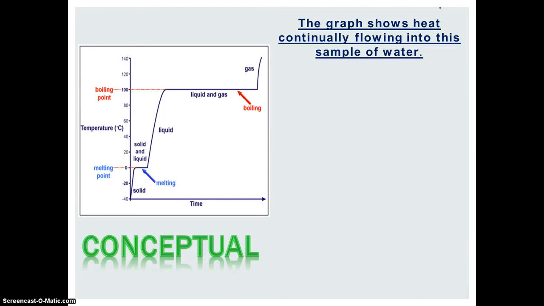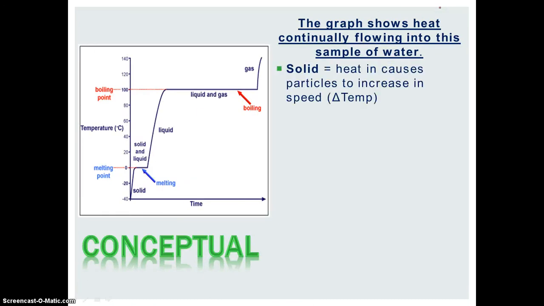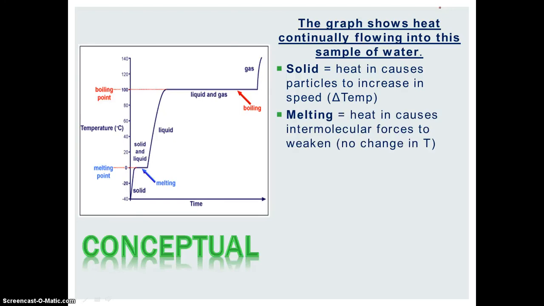So to conceptually describe what's happening at each phase, you should have the pieces labeled on your graph, and now here we're going to describe it. The solid, heat causes the particles to increase in speed, which changes their temperature. Remember, temperature is a measure of kinetic energy. So really, when you're seeing an increase in temperature, you're measuring an increase in speed. And then melting, we're not changing the temperature anymore. The heat causes the intermolecular forces to weaken. The molecules aren't moving any faster, but the forces between the molecules are becoming weaker.